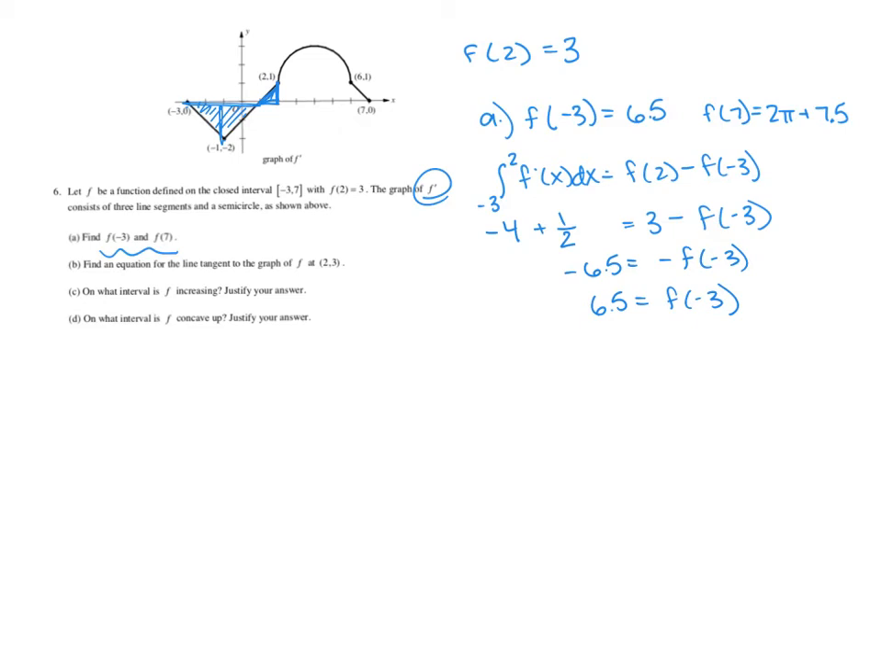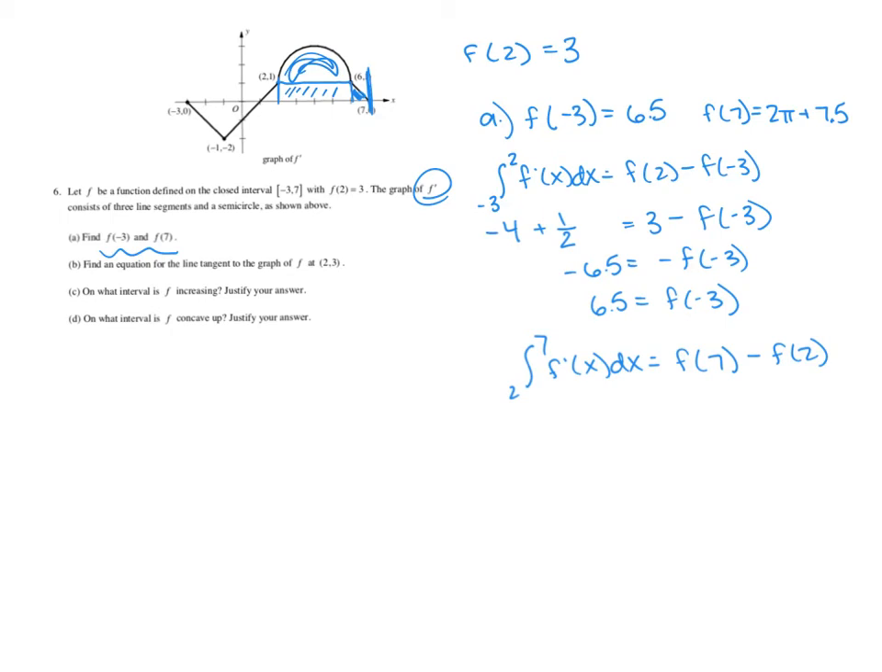To do f of 7, we need to go from 2 to 7. Again, we want the smaller number to be on the bottom. So this time we need to find the area between 2 and 7. So this whole space here, and this between, so I have a triangle over here, I have a rectangle, and then I have a semicircle.